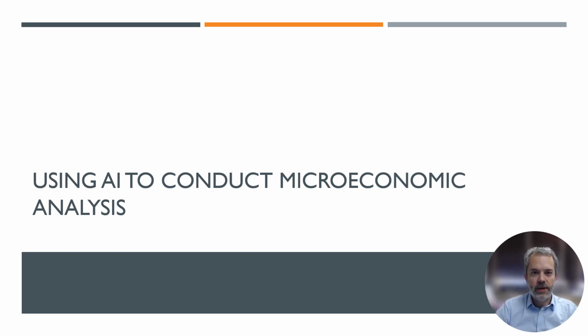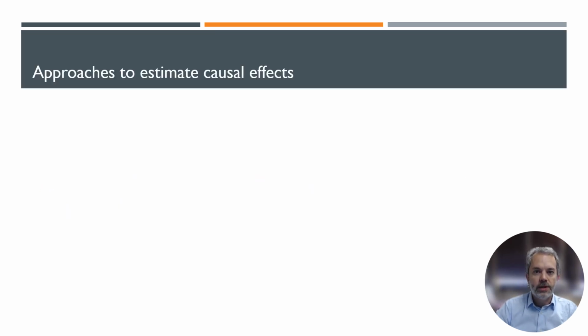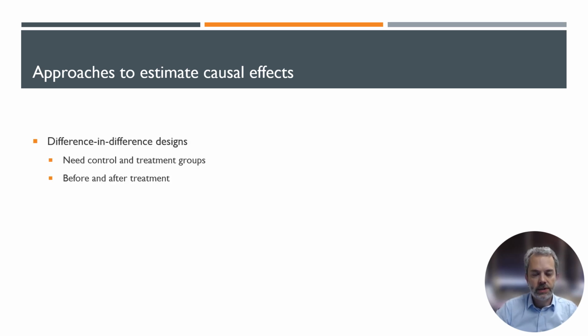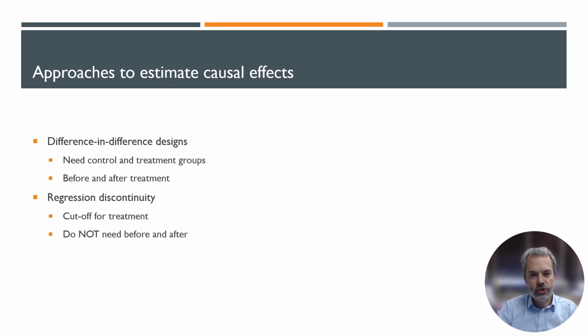Hello! In this video, we will discuss how AI tools can be used to help us conduct microeconomic analyses. To recap from the microeconomic analyses video, there are several methods economists use to analyze data and estimate causal effects. We are going to be concerned mainly with two of them: difference in differences designs, where we compare treatment and control groups before and after treatment, and regression discontinuity designs, where there's a cutoff for treatment and we can compare units immediately above and immediately below that cutoff.